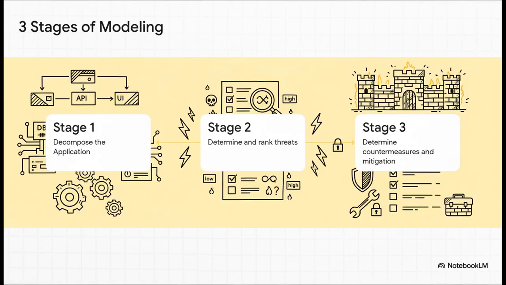You can really boil this entire, complex-sounding process down to just 3 core stages. 1. Understand the system. 2. Find what could go wrong with it. And 3. Figure out how to stop it. That's it. So let's dive into Stage 1.